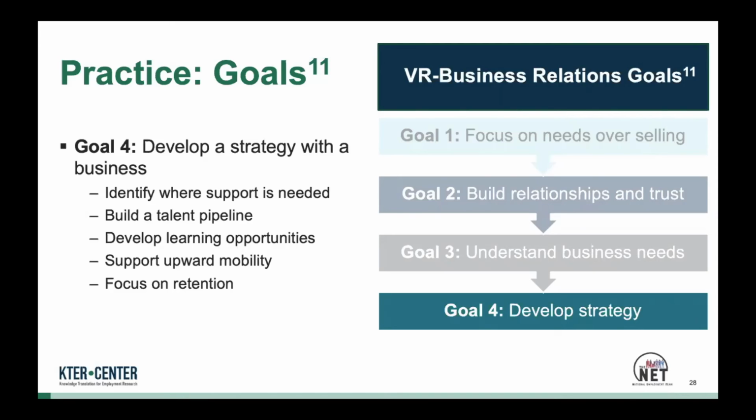Developing a strategy also involves building a talent pipeline and opportunities for business-based learning. Additionally, you need to support upward mobility, such that individuals with disabilities are positioned in key places to be promoted into management and leadership roles. Finally, your strategy must include a focus on retention and keeping that talent employed long-term.